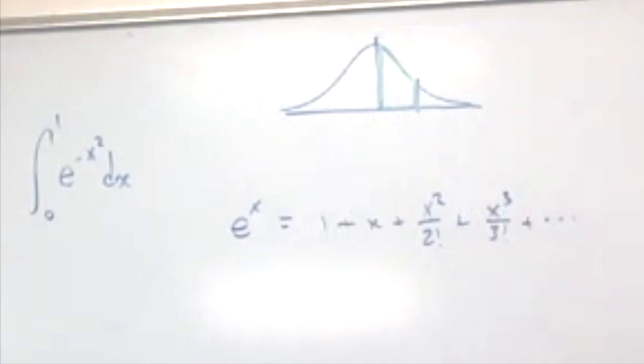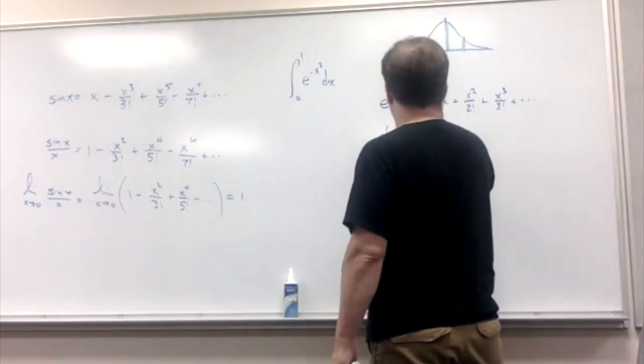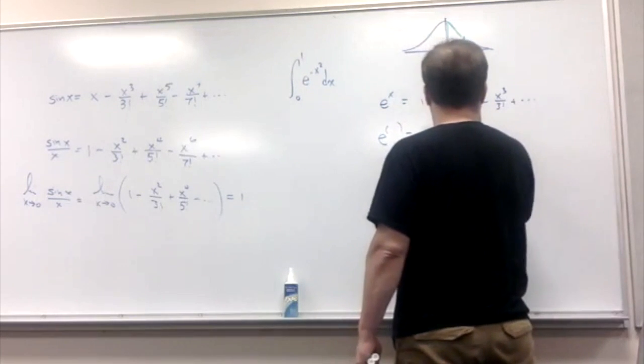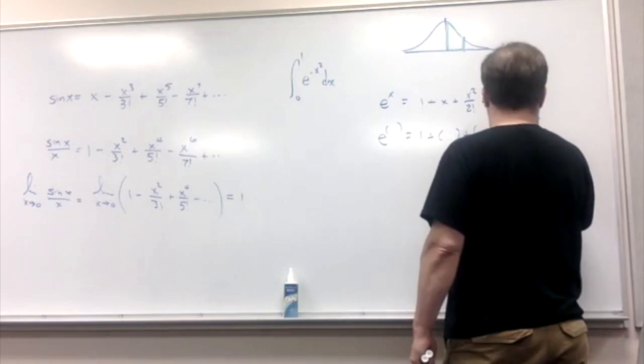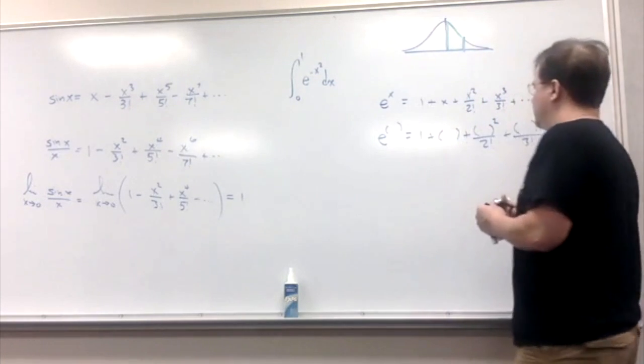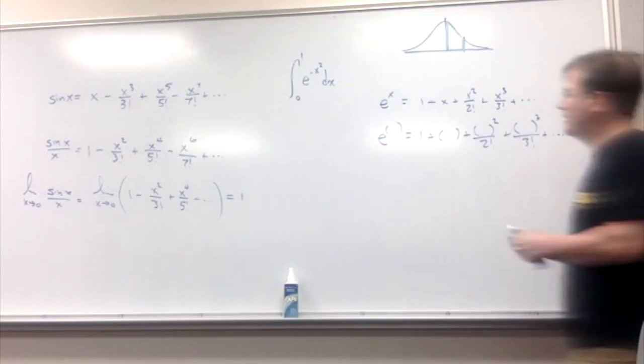The exponential functions can be expressed in this form. And with that, I can see negative x squared is what I'm going for.